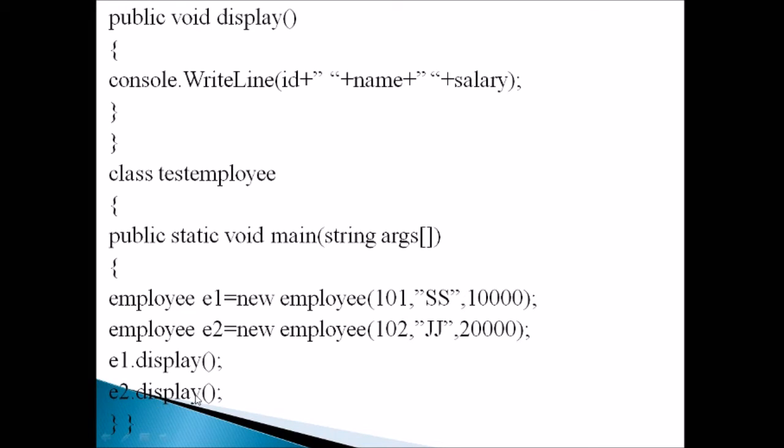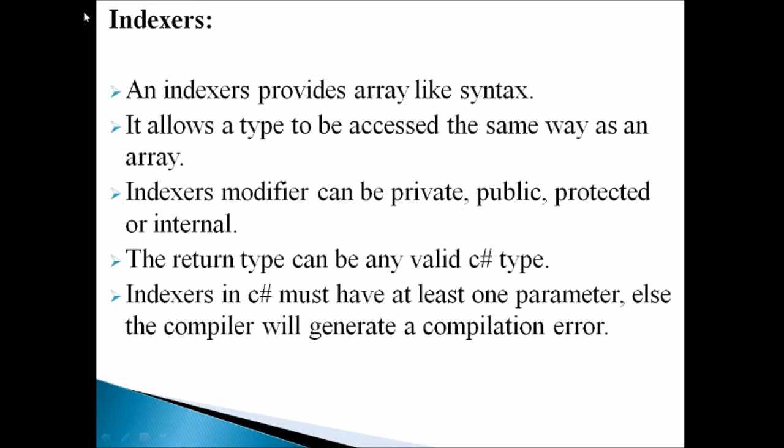And when we call the method display using the object E2, it will display the values that were assigned using the object E2. Okay, so this is the usage of the this keyword in C#. Next, let us see indexers.